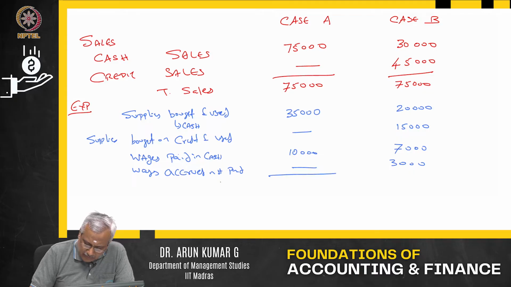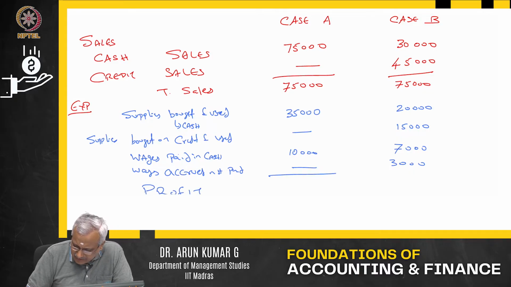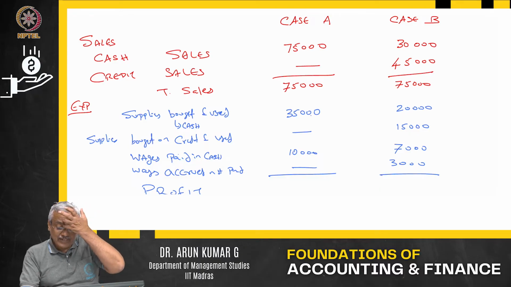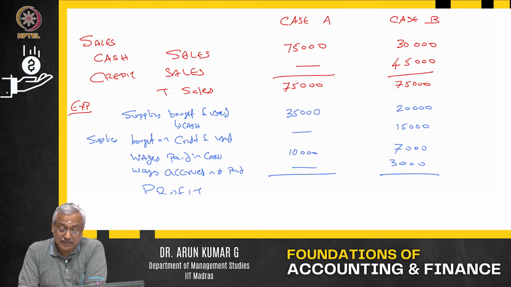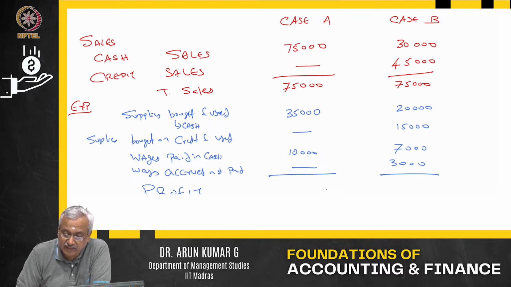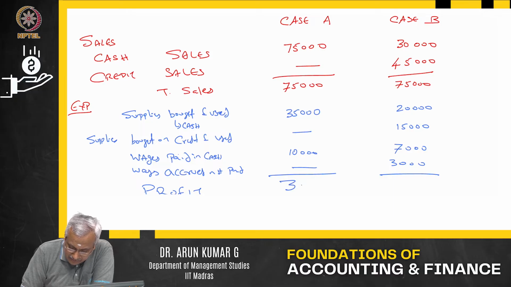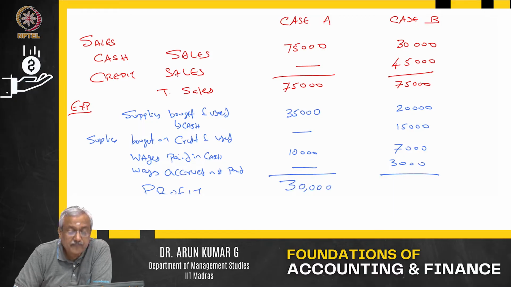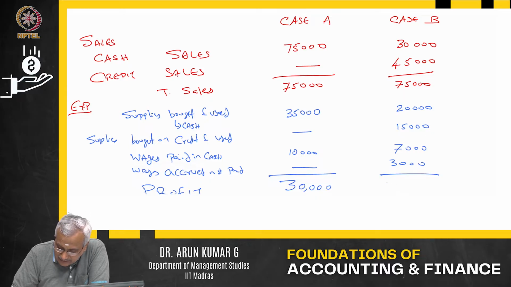Now let us look at the profit. No tax, nothing, ignore it. 75 minus 35 minus 10, that is 75 minus basically 45,000, which is equal to 30,000 profit here. Case B: 75 minus 20 is 55, 55 minus 15 is 40, 40 minus 10 is the same 30,000.